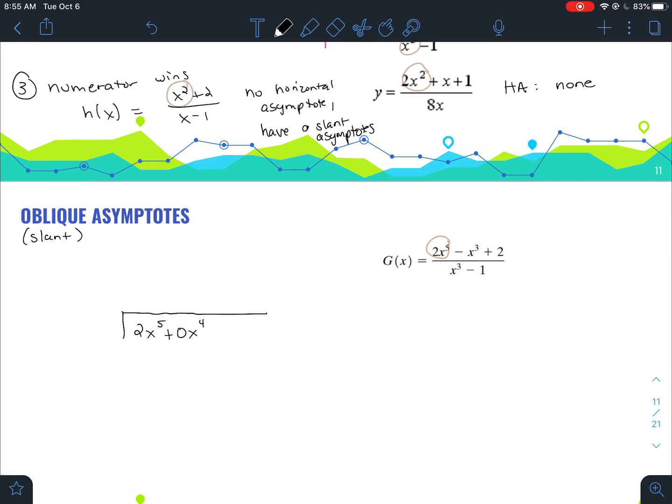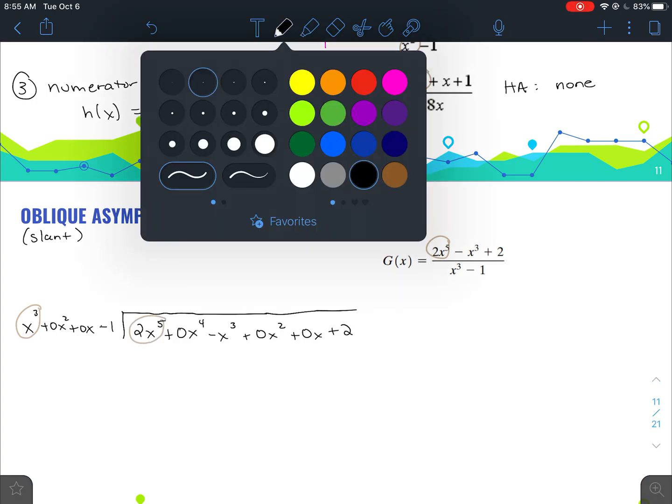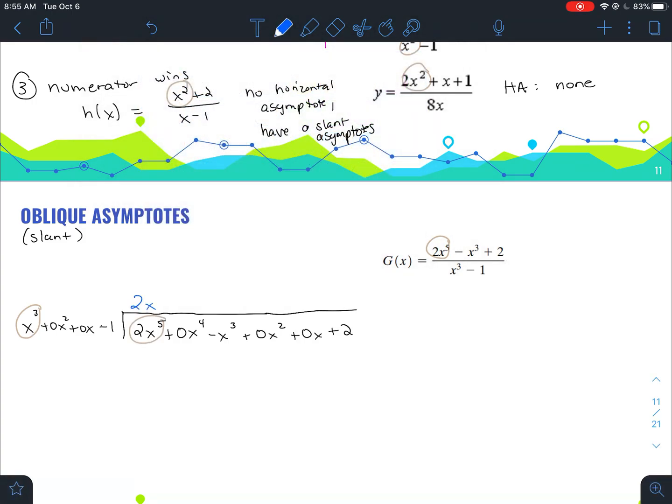So we're going to take 2x to the 5th. It's missing an x to the 4th term, so I'm going to put 0x to the 4th, then minus x to the 3rd, then plus 0x squared, plus 0x, and then plus 2. I put those in so I don't get confused when I'm dividing. And then it's going to be x cubed minus 0x squared, or plus 0x squared, plus 0x minus 1. And then we have to think, x cubed times what would make the 2x to the 5th?